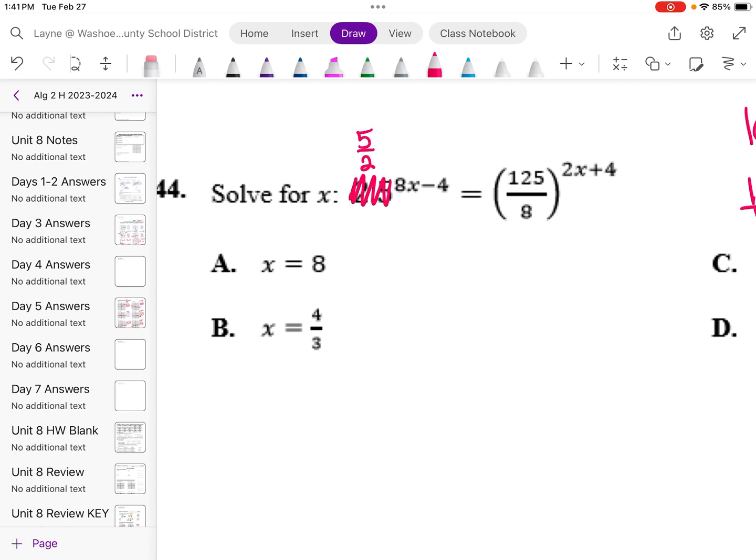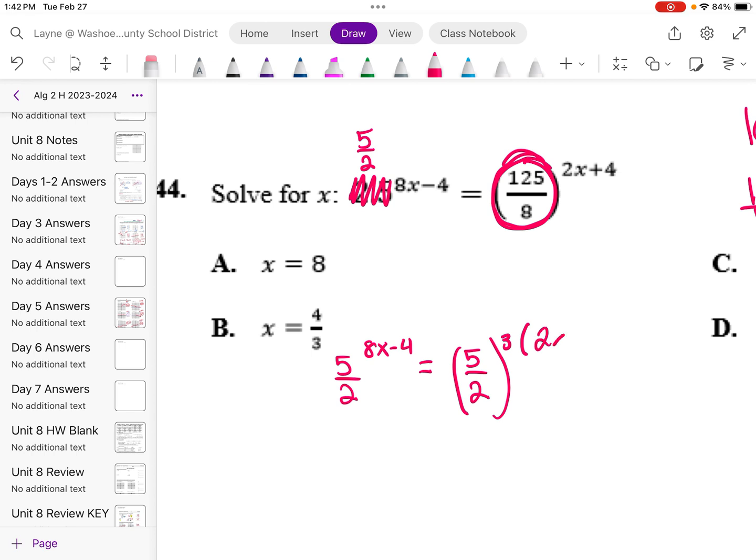And then I want them both to have the same base. It's typically easiest to change the bigger one to become the smaller one. So we're going to leave this as 5/2. And then this one is going to become 5/2. 125 is 5 cubed. 8 is 2 cubed. So basically, this was 2/5 to the third power. And then we still have this 2x plus 4 on the outside. So I just changed the base, so now they have the same base.